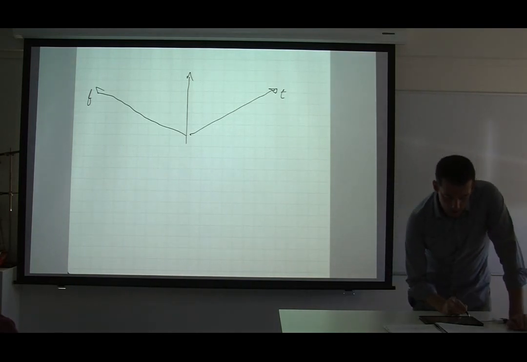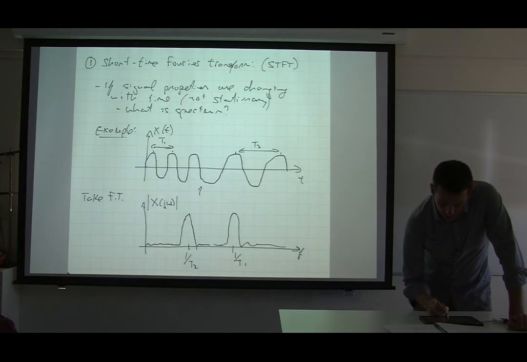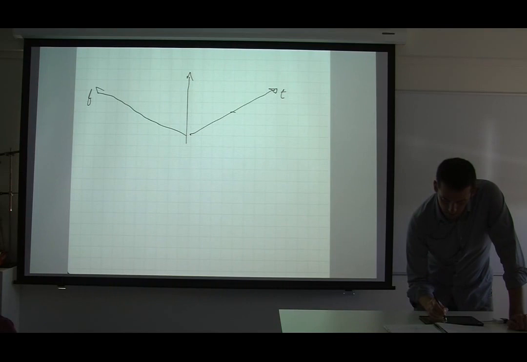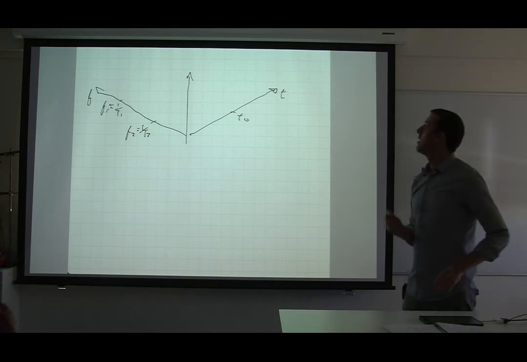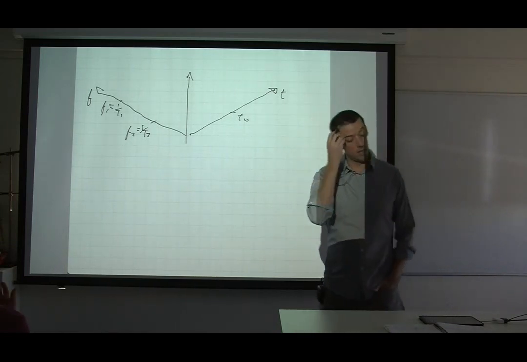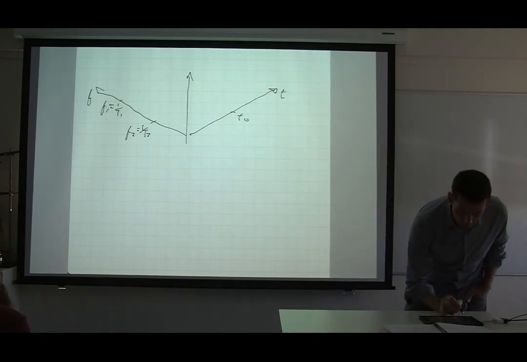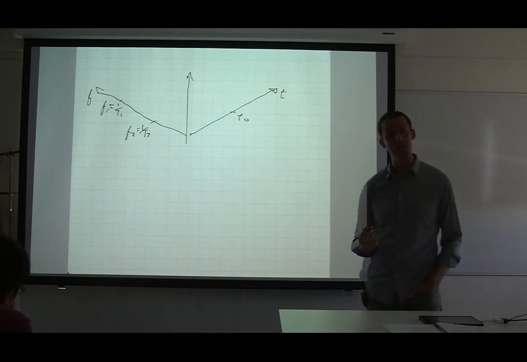Let's go back a second. Let's call this time T0, the time when the switch happens. So maybe this is at T0. And this is the frequency 1 over T2, so let's call it F2, and this being the frequency F1 equal to 1 over T1. So now what does the plot look like? What would I like to see?